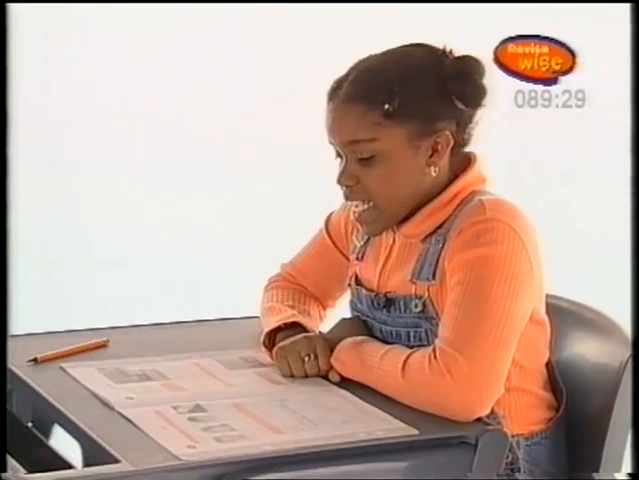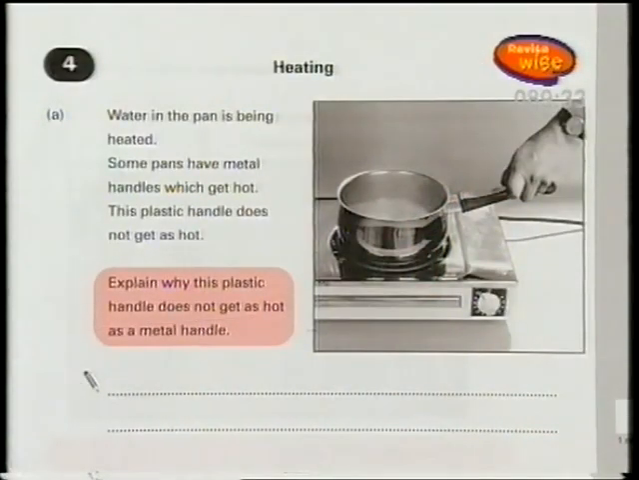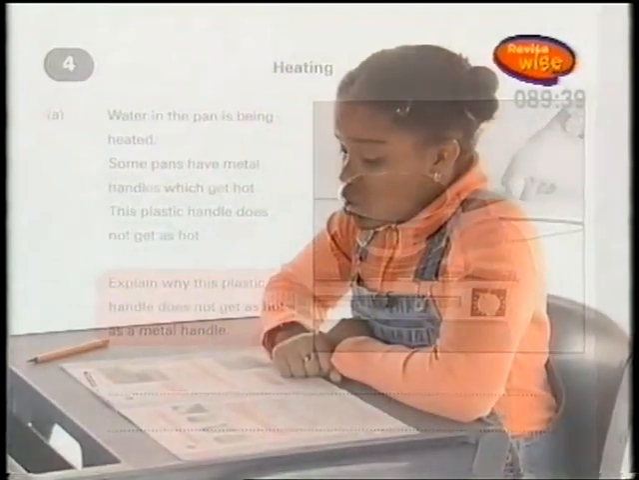Water in the pan is being heated. Some pans have metal handles, which get hot. This plastic handle does not get as hot. Explain why the plastic handle does not get as hot as a metal handle. Well, I don't know, it just doesn't. I don't know what to say. Well, you've just got to think about materials and their properties.